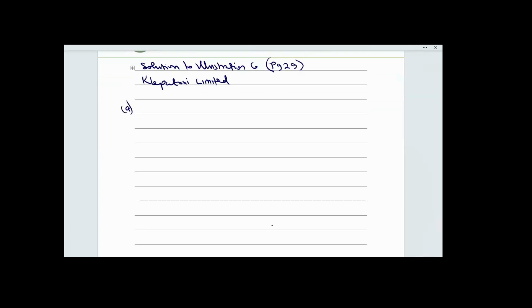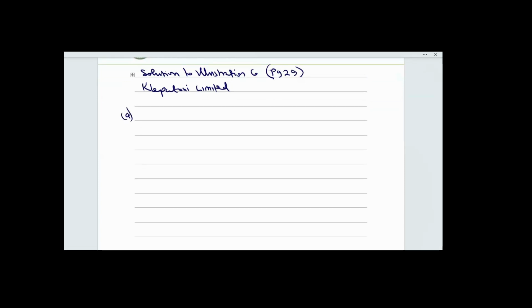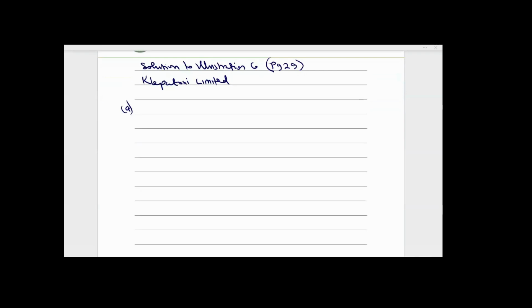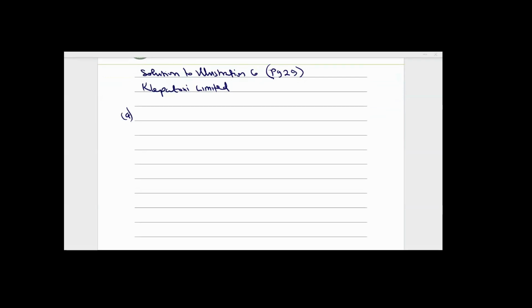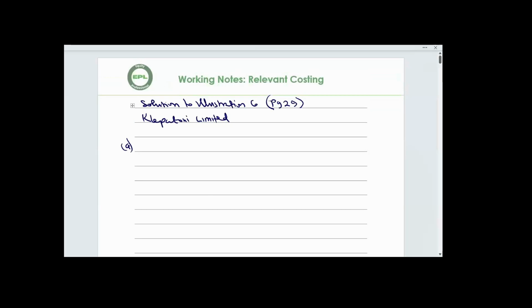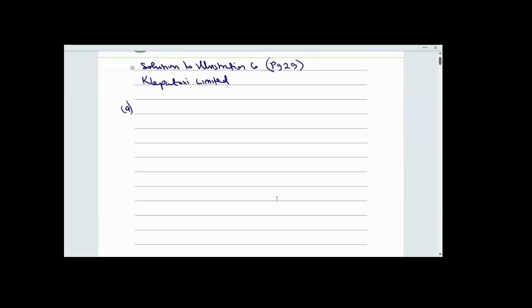So number A, is it A or requirement 1? Let me confirm. Yes, requirement A. Okay, so calculating minimum price or relevant costs. All right, minimum price to quote.